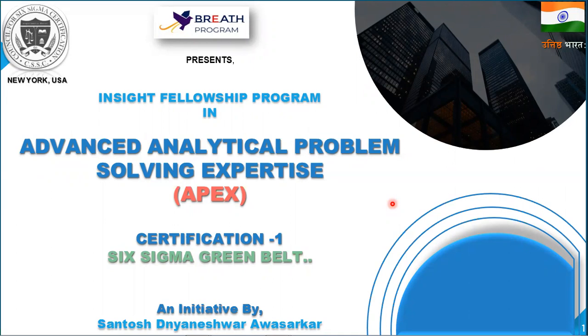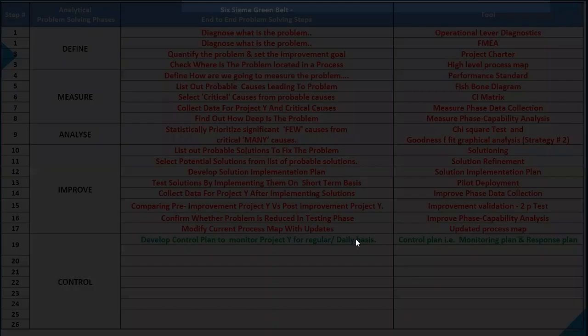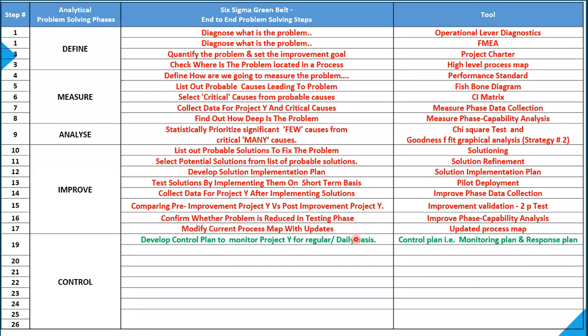So let's go to the next slide, and as we always do, let's recap where we left things last time. Next slide, please. Right. So we started this advanced analytical problem solving toolset called Six Sigma with the define phase. In the define phase, we define the problem.